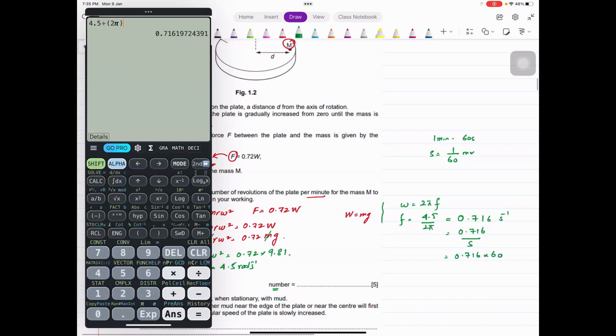So let's multiply 60 with this. So it's going to be 43 revolutions per minute, right? Is that clear, everyone?